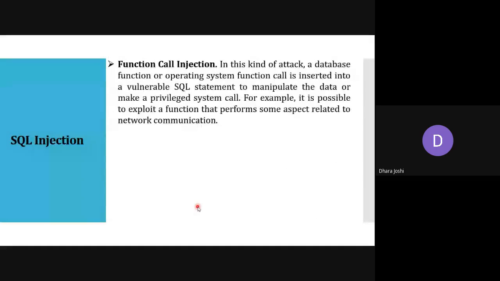Function call injection. In this kind of attack, a database function or operating system function call is inserted into a vulnerable SQL statement to manipulate the data or make a privileged system call. Function call means they will create one function. You know what a function is, you have already learned in C language. So they will create a function, or in the operating system, some function, and they will execute this predefined function for a different use.